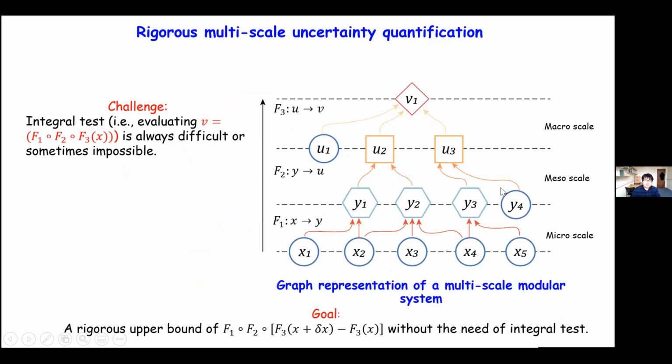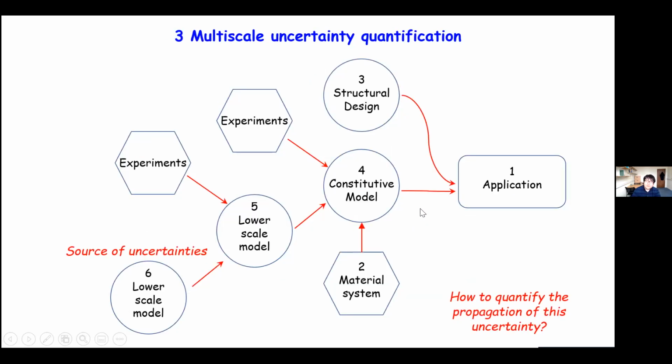Now the challenge here is that if we don't have this hierarchical multi-scale modeling structure, then this becomes an impossible task, because that means that we will need to run an integral test, which includes all the microscopic details. And first of all, it is impossible most of the time to run a calculation or a test which has this integral feature. So that's really the motivation of this multi-scale uncertainty quantification task.